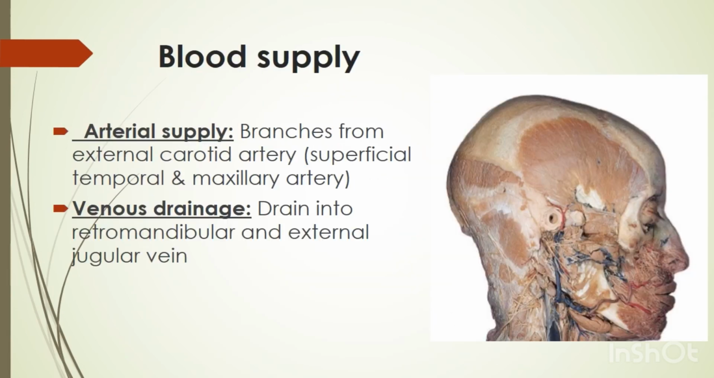Next, the blood supply of the parotid gland. The arterial supply is derived from branches of the external carotid artery, that is the superficial temporal artery which runs upward, and the maxillary artery. Venous drainage of the parotid gland is into the retromandibular and external jugular veins. All of these are related to the parotid gland.